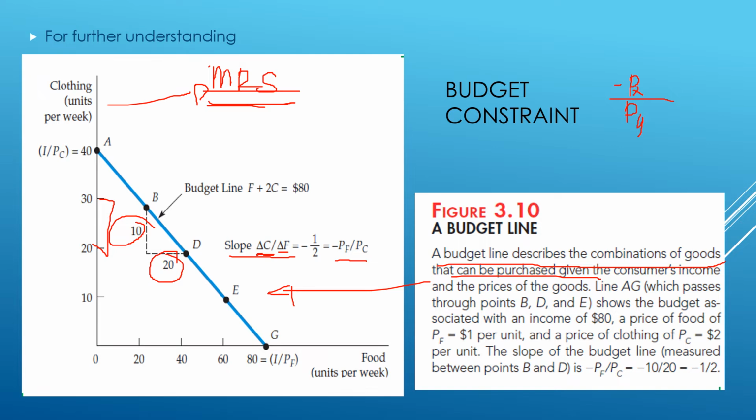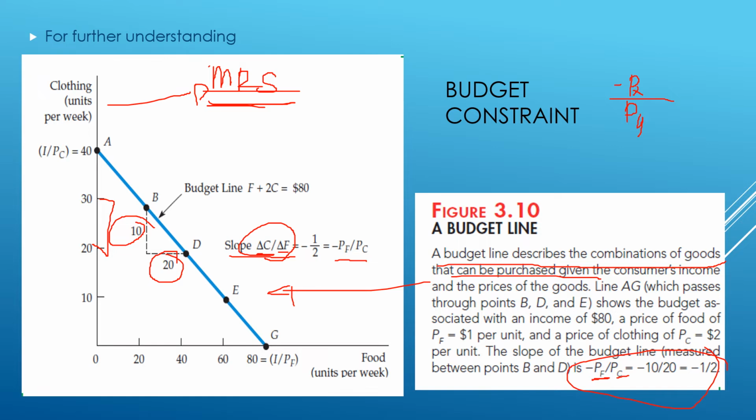Now, by looking at this one, since the price of the food is 1 unit and the price of the clothing is 2, it is simply 1 divided by 2, or 1/2. Or just doing this: the change in clothing divided by the change in the food itself. So that's how you deal with the slope of the line.